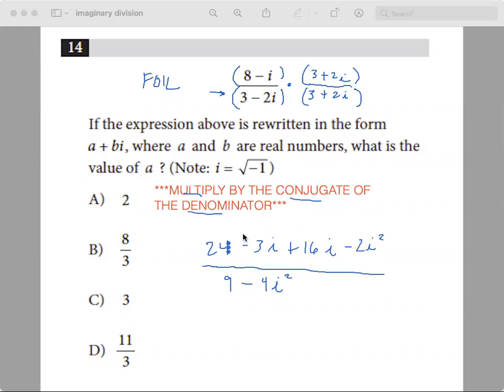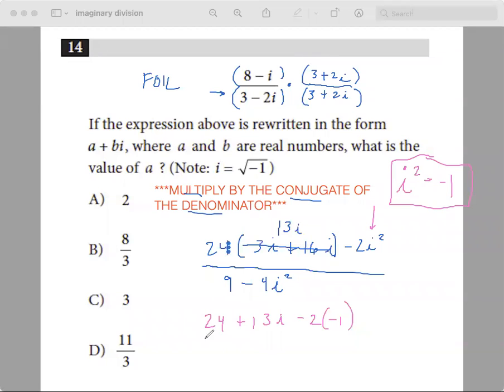Now let me combine like terms. The negative 3i and the 16i is going to become a positive 13i, so I'll cross that out. Now, whenever you see i squared, we have to know that i squared is equal to negative 1. That is an important fact. So wherever we see i squared, we have to replace it with negative 1. So I'm going to rewrite the whole thing down here. So 24 plus 13i minus 2 times i squared, I'll put a negative 1 in there, over 9 minus 4 times i squared, which is negative 1.